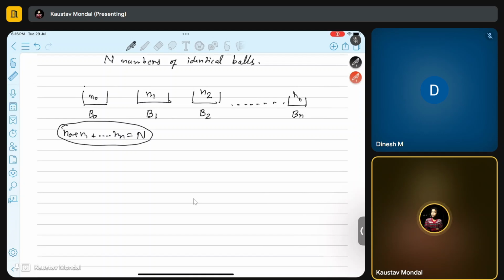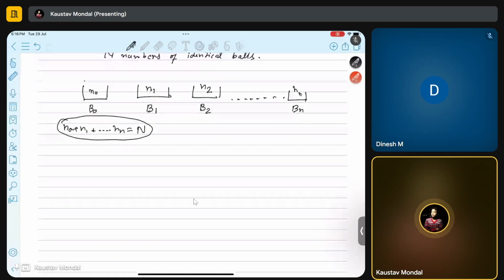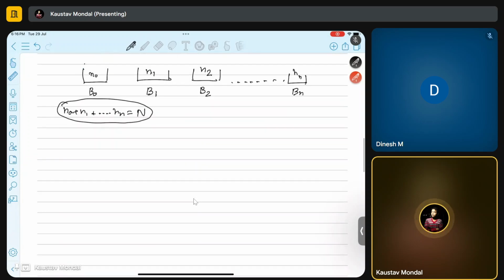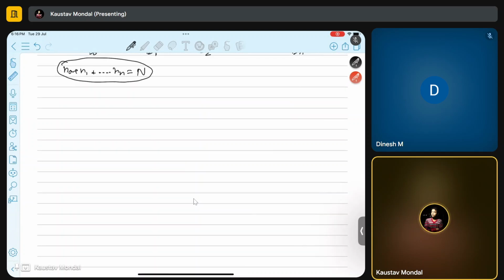So now what are the different ways, the different configurations, by which we can distribute these n0, n1, n2 balls into the boxes? This is basically known as the weight of the configuration. Let's term it as W. So W is called the weight of the configuration.